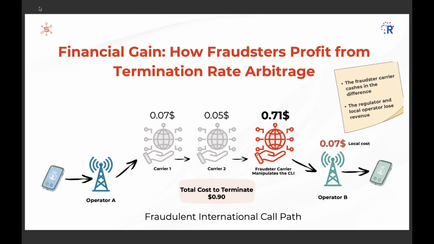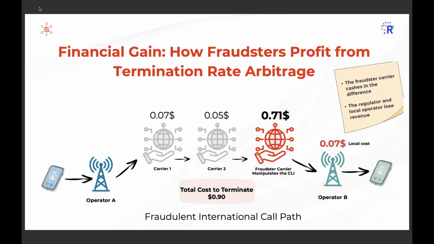A complicit carrier steps in and spoofs the caller ID to make the call look like it's coming from a local number. Because of that, operator B thinks it's just a regular domestic call and only charges the local rate, 7 cents. So what happens to the rest of the money? The fraudster, the one who manipulated the CLI, keeps the difference. So they collected the international fee, only paid for domestic delivery, and walked away with 600% profit. And they can do this across thousands or even millions of calls.